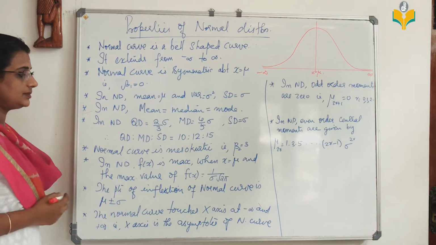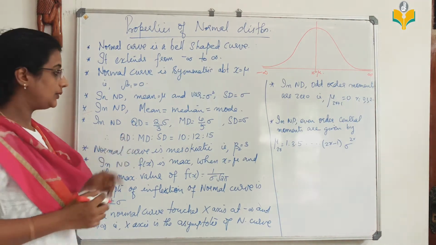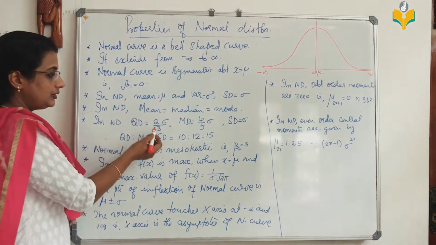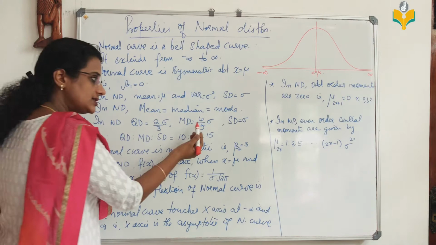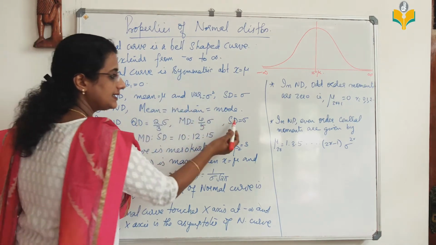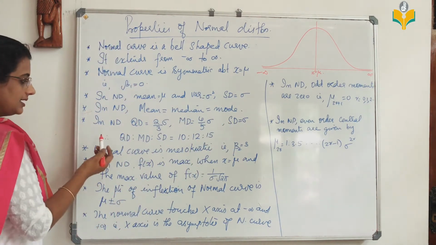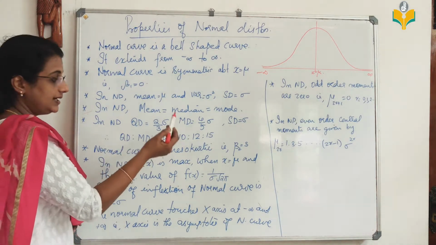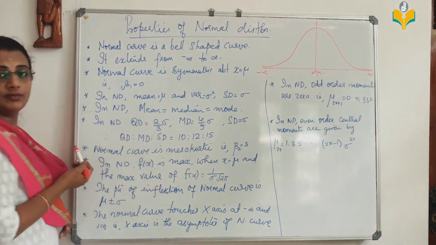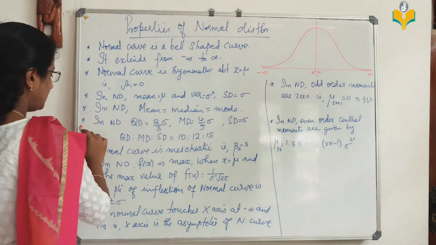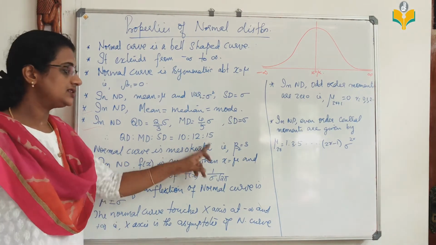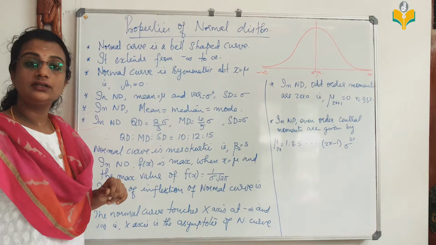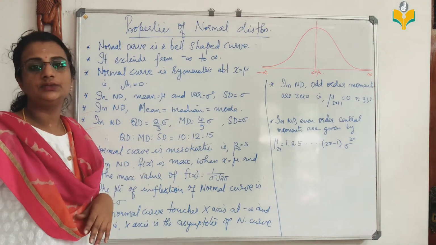Okay, in normal distribution, QD, what do you mean by QD? QD is the quartile deviation equal to 2 by 3 sigma and mean deviation equal to 4 by 5 sigma and standard deviation is equal to sigma. Therefore, the ratio between QD, MD and SD will be 10:12:15. Alright. Now, the normal curve is mesokurtic and the measure of kurtosis is beta 2 equal to 3.